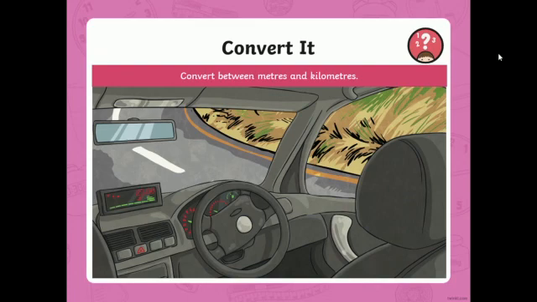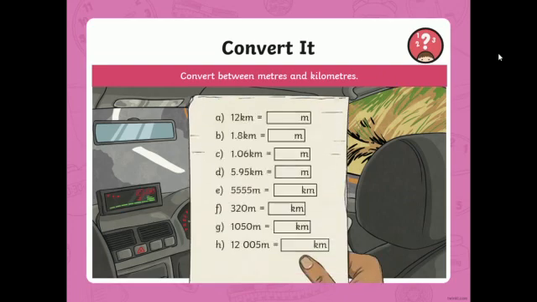So on the screen you've got some distances in metres or kilometres, and I'd like you to convert them to the other unit of measure. So remember there's 1,000 metres in 1 kilometre. So to go from metres to kilometres, we need to divide by 1,000. To go from kilometres to metres, we need to multiply by 1,000. So have a go at those. Pause the video and I'll come back with the answers.